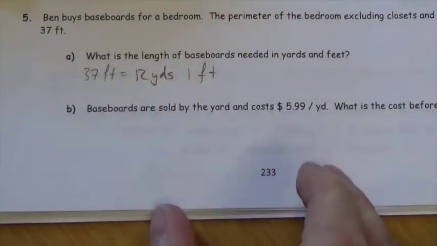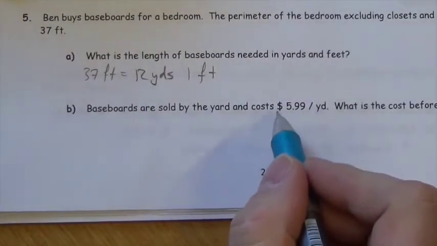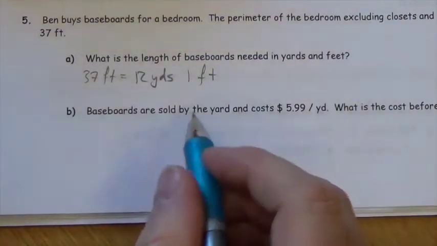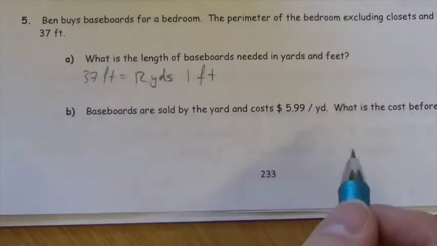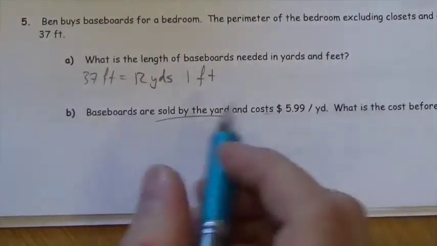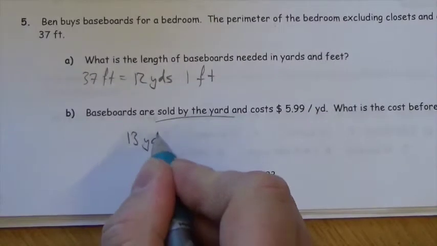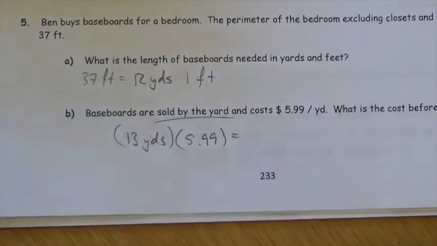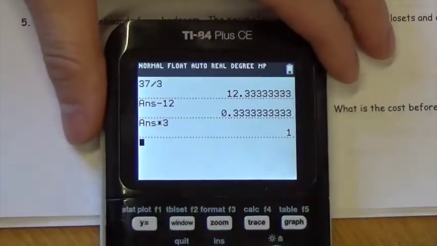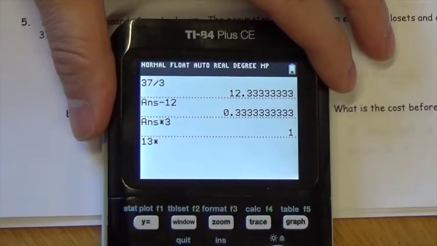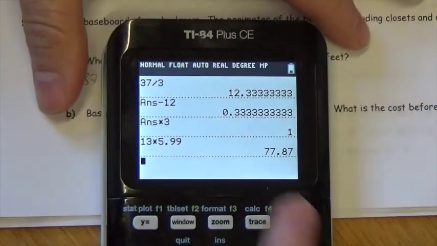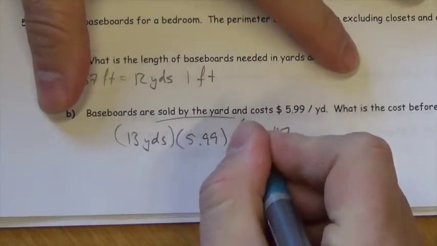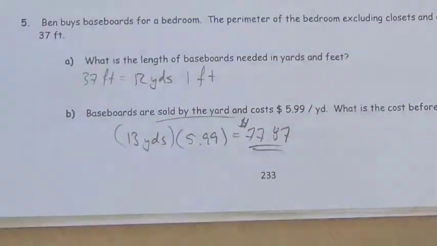Now, the next question says that baseboards are sold by the yard and costs $5.99 per yard. What is the cost before taxes? Now bear in mind here, because I needed 12 yards, 1 foot, and they're sold by the yard, I'm going to actually have to buy 13 yards worth of baseboard to make this work. So I got to multiply that 13 yards by $5.99 per yard, and that's going to cost $77.87, before taxes.